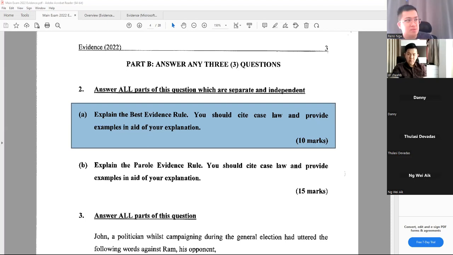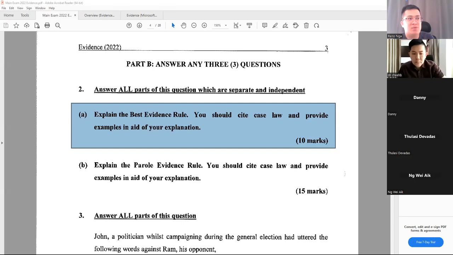Okay, number two, 2B. Explain the parol evidence rule. You should cite the case law and provide examples in aid of your explanation. Before that, I would like to share my personal opinion with you. I will always try not to write essay questions. Try, but of course not saying to avoid them. The reason is very simple: in order to answer an essay question, you need to have more than a basic understanding of the question.